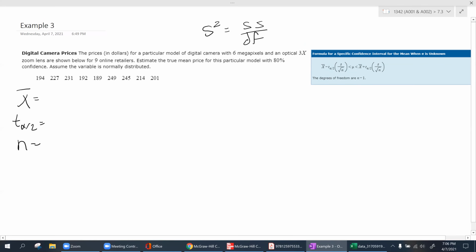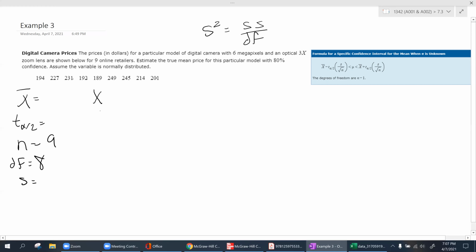Items in my sample: 1, 2, 3, 4, 5, 6, 7, 8, 9. All right. While we're here, we may want to find degrees of freedom, which is n minus 1, right? Which is 8. And then my standard deviation. I'm missing quite a lot of things, right? So what I recommend we do when we're doing these by hand is write everything out.